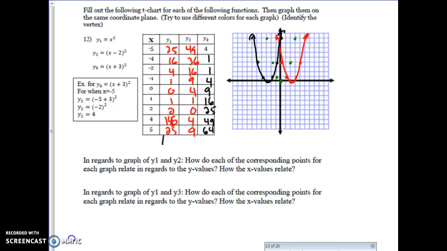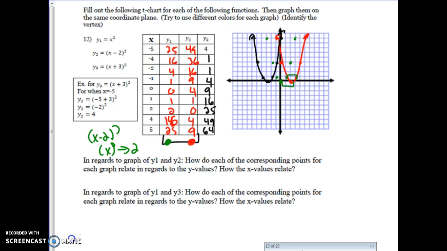So if I were to combine, looking at y1 and y2, which is the green and the red, what happens? This green is the original. Green is my parent function. Red is my y2. If I were to look at this, it's taking it and moving it to the right 2. Is that same thing happening here? I'm going 1, 2. So it seems like that's holding to be true, that x minus 2 squared is taking x squared and moving it to the right 2.